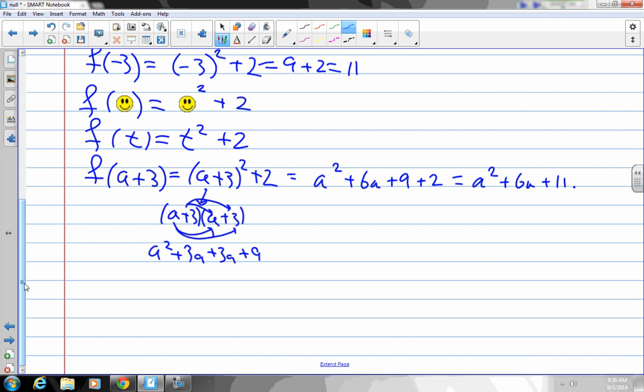Who knows how to do that without foiling? Nick, you know how to do that. Who knows what I'm talking about? How to square a plus 3 fast without foiling. Does anybody know the fancy square of a sum formula? Square sums fast, Nick?